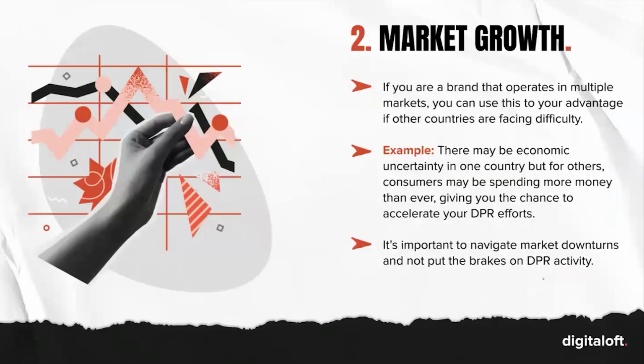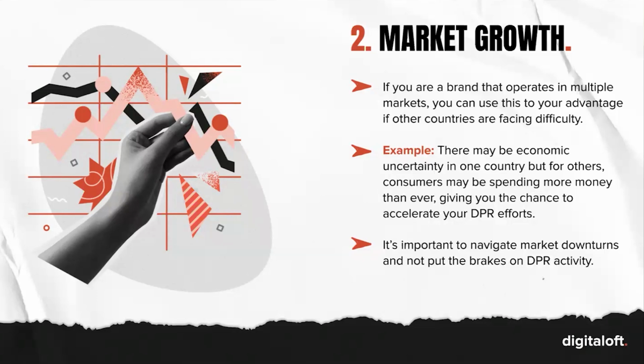The second one is market growth. So if you're a brand that operates in multiple markets, you can use this to your advantage if other countries are facing difficulty. And to put this into context, I've just shared an example here. So there may be economic uncertainty in one country, but for others, consumers may be spending more money than ever, giving you the chance to accelerate your digital PR efforts. I've also included a point here that I want to focus on.